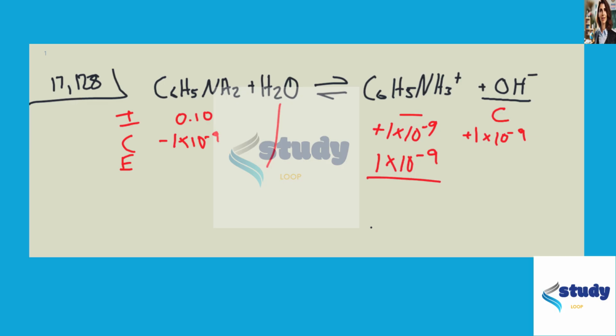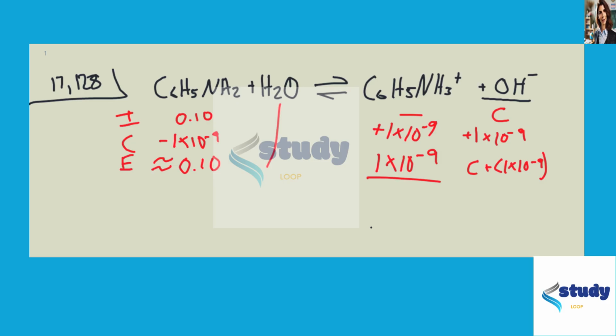So if we subtract 1 times 10 to the minus 9 from 0.10, we'll get something that's practically the same. So it's going to be 0.0999999. So we'll say that it's approximately equal to 0.1, unchanged. And then over here, we'll say that it's C plus 1 times 10 to the minus 9.